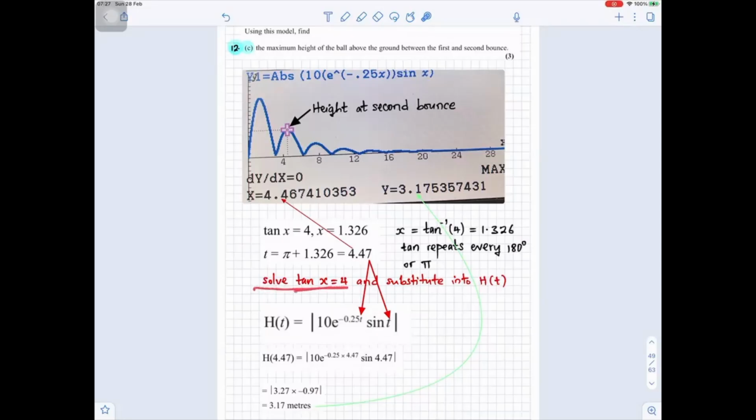So you want to solve tan x equals 4 and substitute into h of t. So inverse tangent of 4 is 1.326. And tan repeats every 180 degrees, or pi. 180 degrees is the same as pi radians. And if you have h of t is 10e to the minus 0.5t sine t, you want to replace t with 4.47. Put that in your calculator. That will give you 3.17 meters.